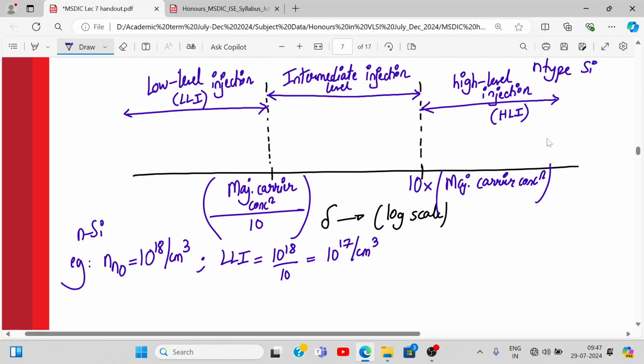Correct? And what will be HLI, the high level injection? 10 raised to 18 multiplied by 10. That is 10 raised to 19. Got it?